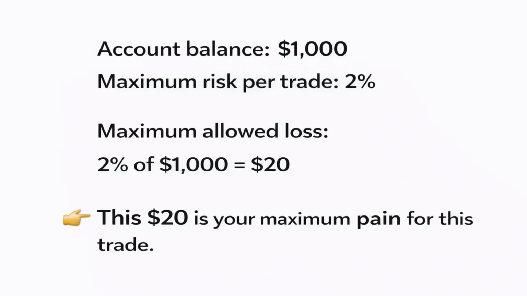Now let me explain this with a simple step-by-step example using simple numbers. This example is for a long position. I will show a short position example after this. First, our account details. Account balance, $1,000. Maximum risk per trade, 2%. So the maximum allowed loss is 2% of 1,000 equals $20. This $20 is your maximum pain for this trade.